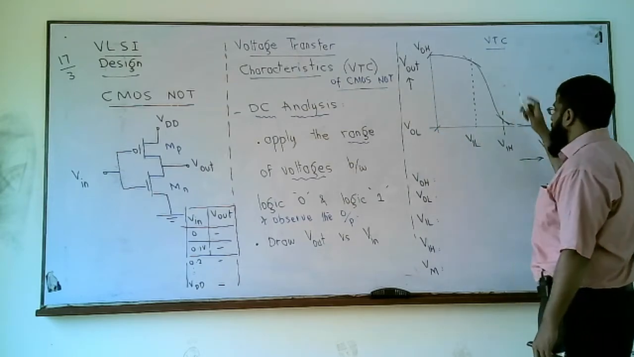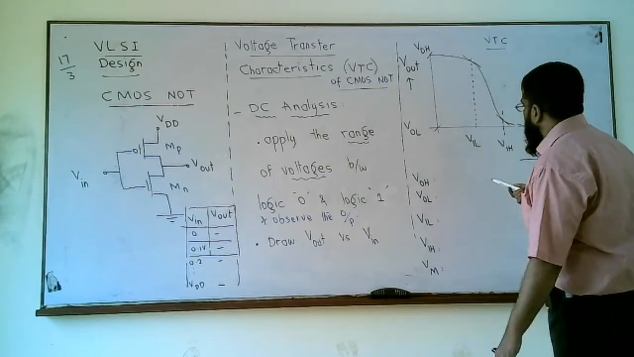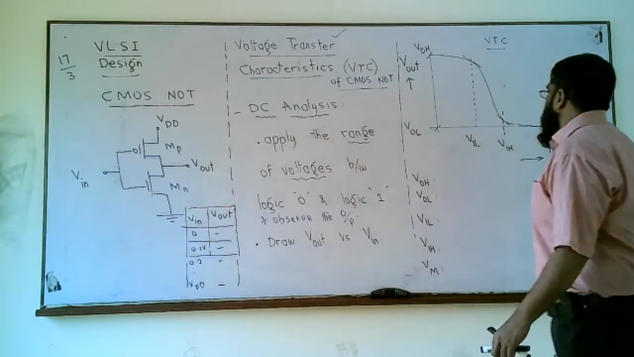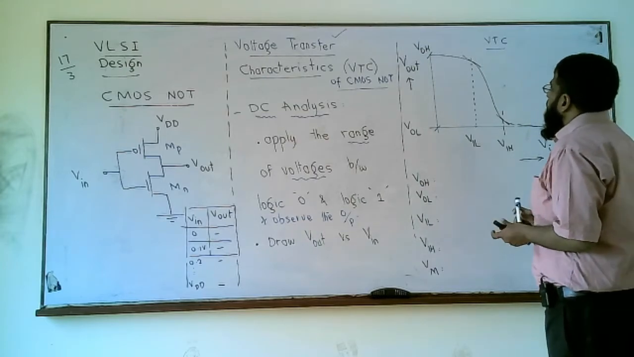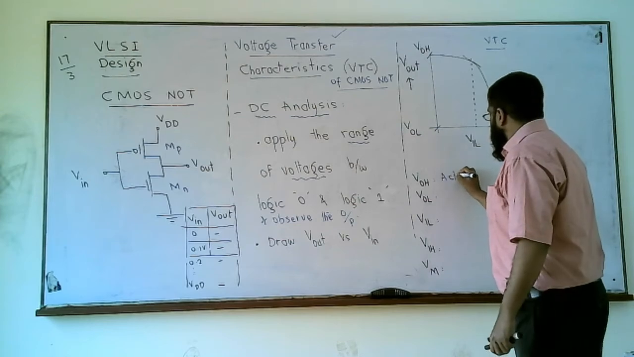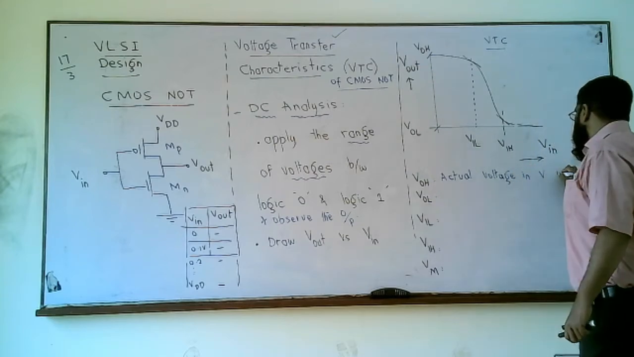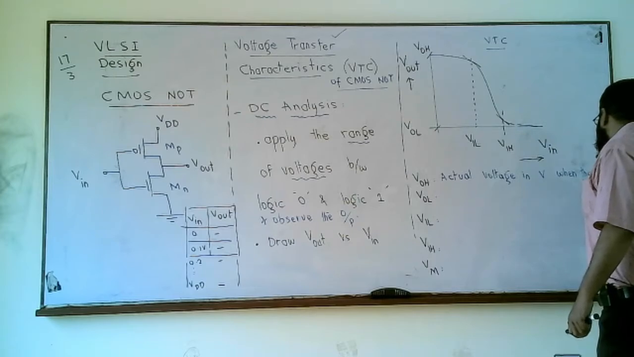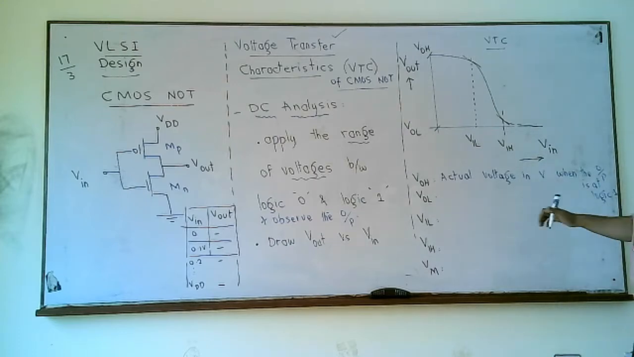And why transfer? Because one of the quantities, the input voltage, we have taken from the input of the gate, and the other quantity V out is from the output of the gate. That is why this is transfer. And of course, this is a graph representing some characteristics. Right. So V output high is the actual voltage in volts when the output is at logic 1. When the output is high, it's the actual voltage in volts.